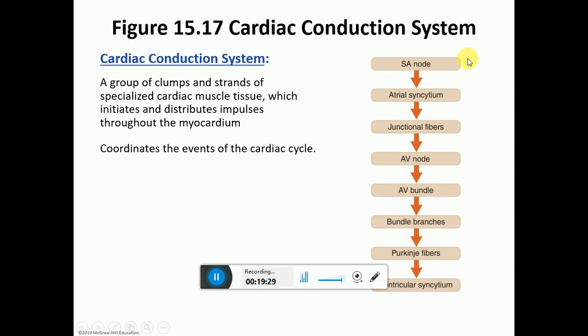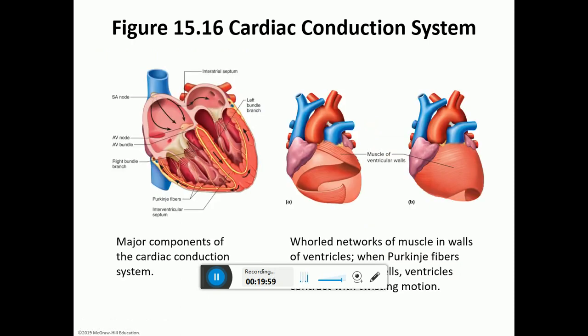And the battery, so to speak, is the SA node, known as the sinoatrial node. The SA node, that is considered the pacemaker of the heart, and then the electricity goes down to the atrial syncytium, which is the atrial muscles, and then to what is known as the junctional fibers that leads that electricity to the AV node, which is the atrioventricular node, and then through the AV bundle, and then bundle branches and Purkinje fibers down to the ventricular syncytium.